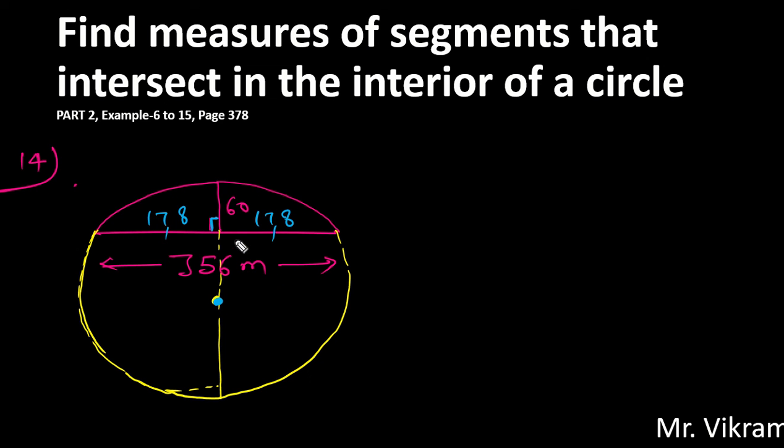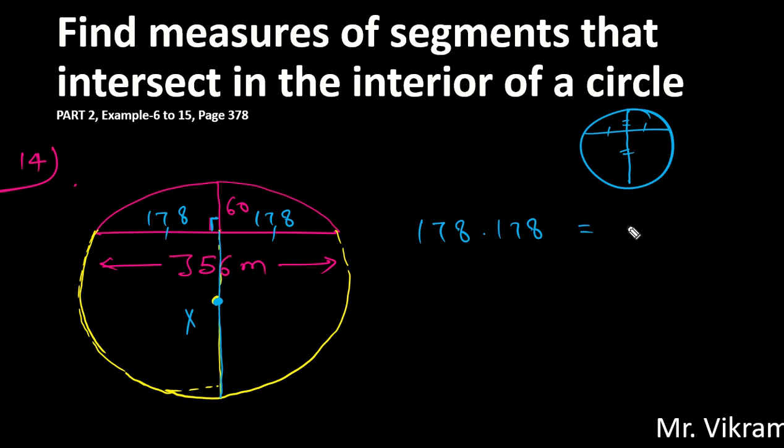So let me just assume that this side is x, and you have studied in circles that if you have two chords intersecting, because the diameter is also a chord, right? We have discussed in the classroom. If two chords are intersecting, what happens? This multiplied by this is equal to this multiplied by this. So 178 times 178 is equal to 60 times x. So 178 squared is equal to 60 times x.